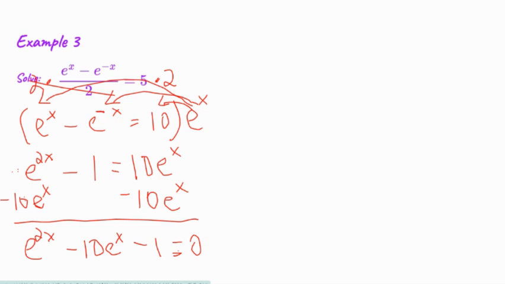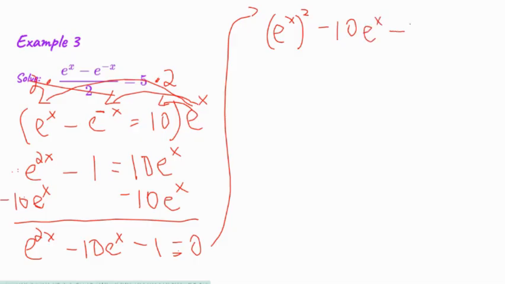Well, if we look past it, let's rewrite it. I have (e^x)^2 minus 10e^x minus 1. We have a quadratic in the form of e^x, so we can use the quadratic formula. Our a would be 1. You could try factoring, but in this case, factoring is not going to help us. b equals negative 10, and c equals negative 1.